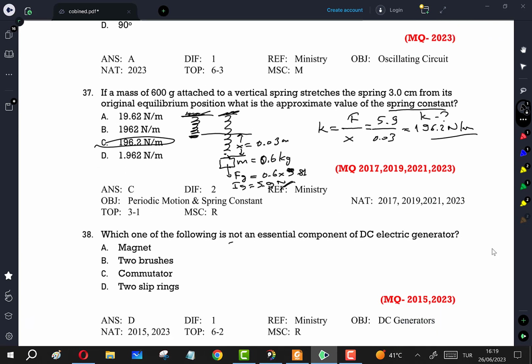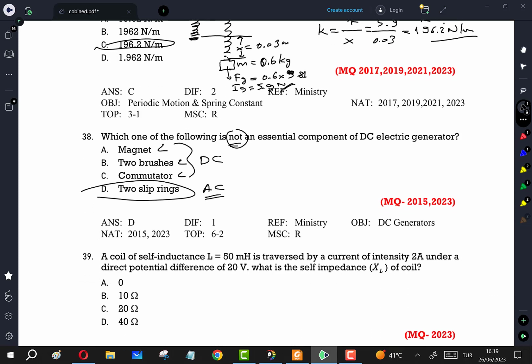Which one of the following is not an essential component of a DC electric generator? Magnet, brushes, commutator are elements of DC, but two slip rings are an element of an AC generator, so not DC. D.